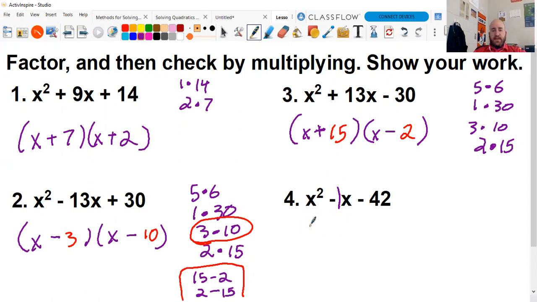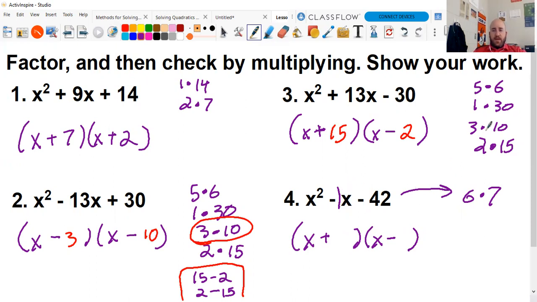Okay, let's try that in a second. Let's look at our signs first. 42 is negative. So I know one's going to be positive, one's going to be negative. All right, what can I multiply to give me 42? And the first one most of y'all are going to think of is probably 6 and 7. I can use 6 and 7 to give me 1.